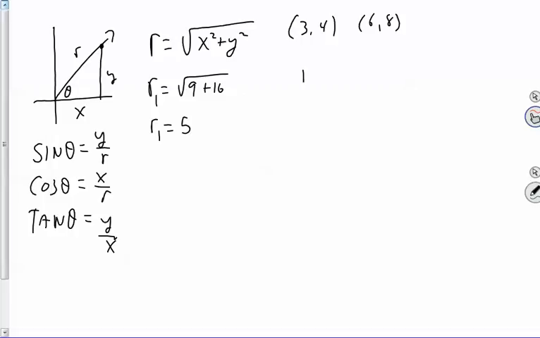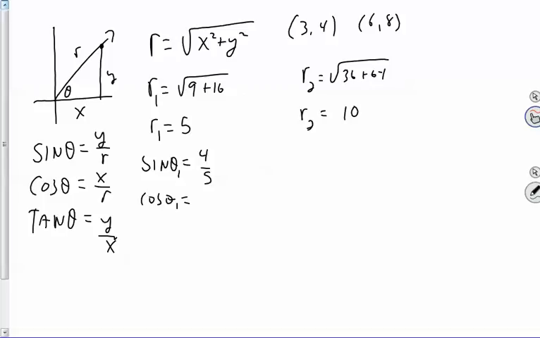And then if I wanted to do this guy, we'll call it r2. Isn't that the square root of 36 plus 64? And so isn't r2 just 10? All right. But what if I want to find the sine of theta for the first one? Well, y is 4, so that's 4 over 5. If I want the cosine of the first angle, that's 3 over 5. And if I want the tangent of the first angle, well, then that's just 4 over 3.